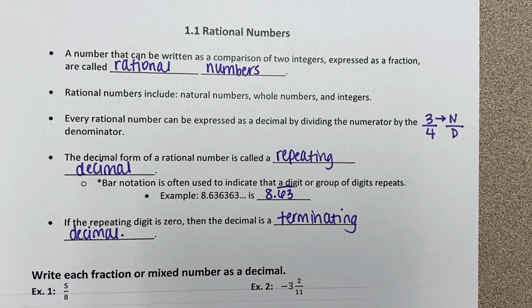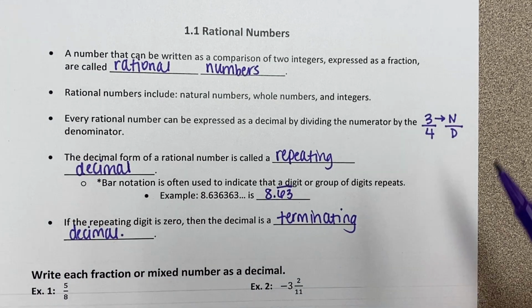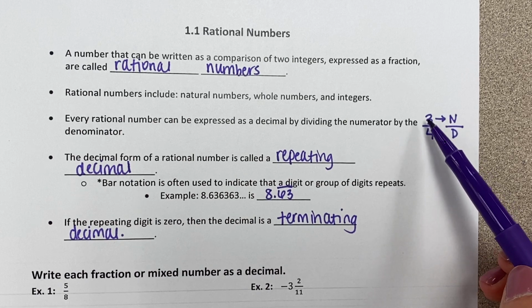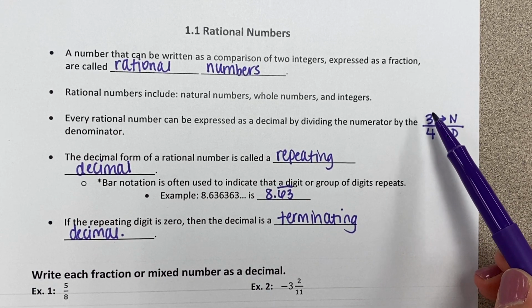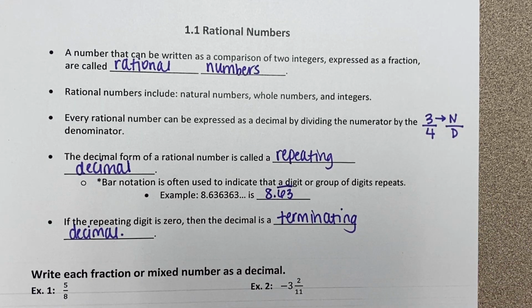Every rational number can be expressed as a decimal by dividing the numerator by the denominator. In a fraction, the top number is the numerator, and the denominator is the bottom number. You can always divide 3 divided by 4 to figure out what the rational number as a decimal would be.